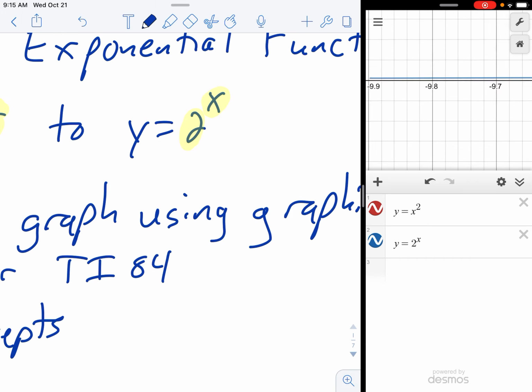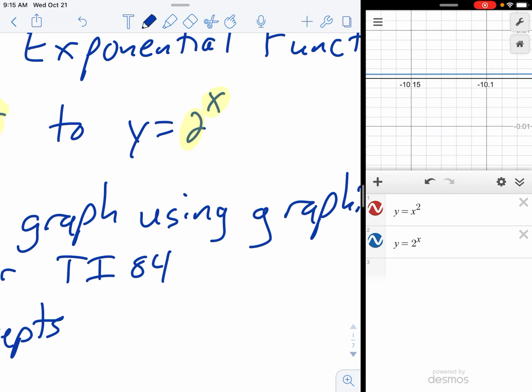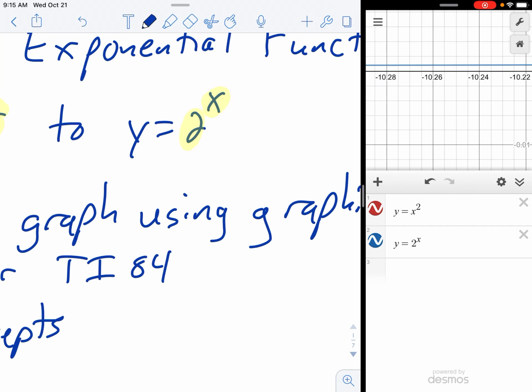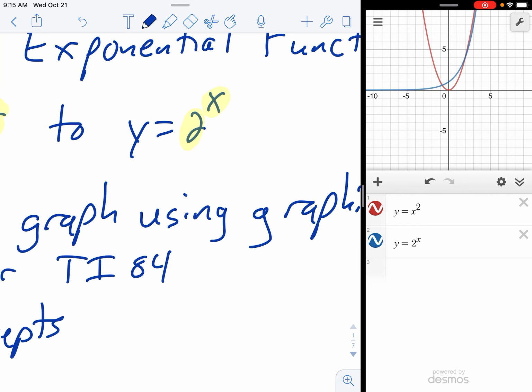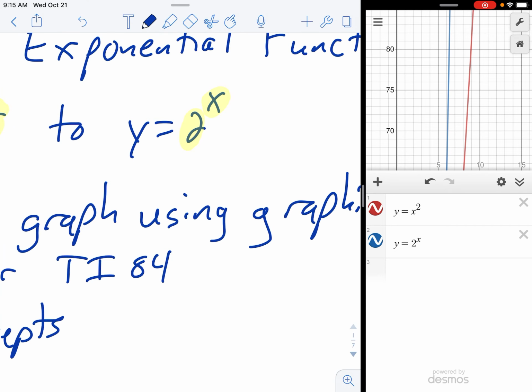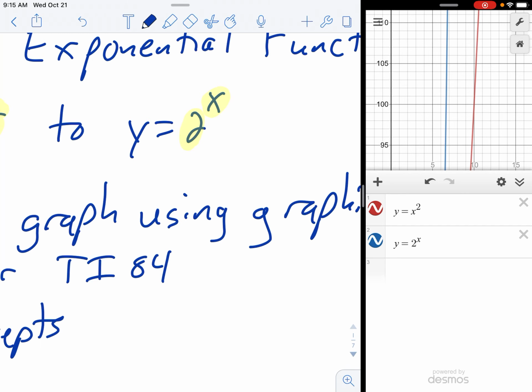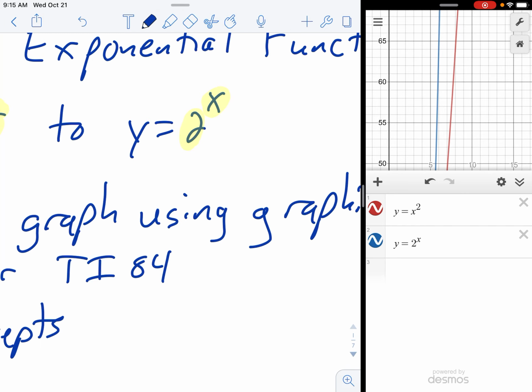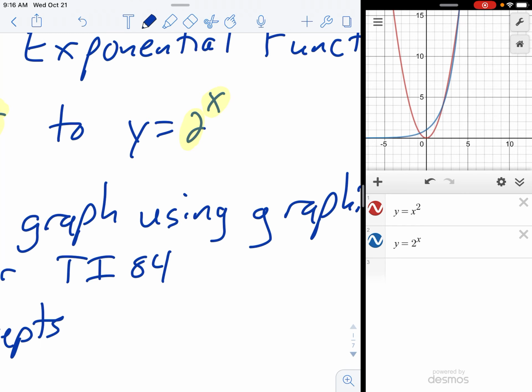But it does keep getting closer and closer to the point where it looks like it's touching, but then you zoom in and you see there's still a space. So the x-axis is an asymptote. The right side shoots way up to space. It gets very steep. Now it never becomes vertical. It keeps going to the right to infinity.